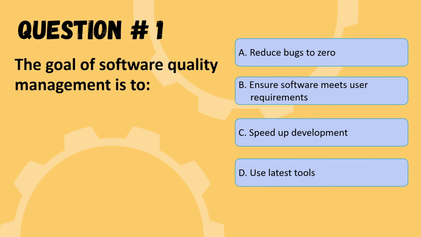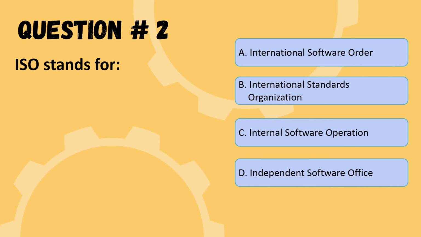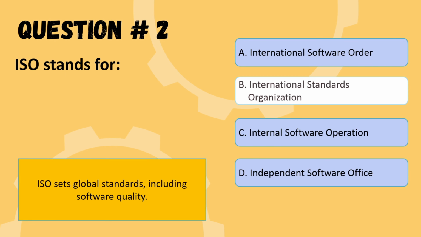So our first question is, the goal of software quality management is to reduce bugs to zero, ensure software meets user requirements, speed up development, or use latest tools. So the correct option is ensure software meets user requirements. So we are moving to the next question. Next question is, ISO stands for, options are International Software Order, International Standard Organization, Internal Software Operation, or Independent Software Office. So the correct option is International Standards Organization.